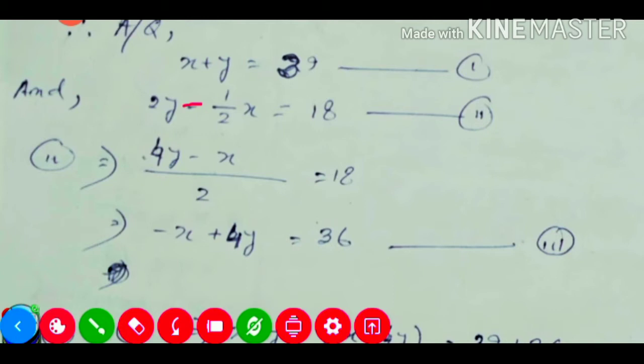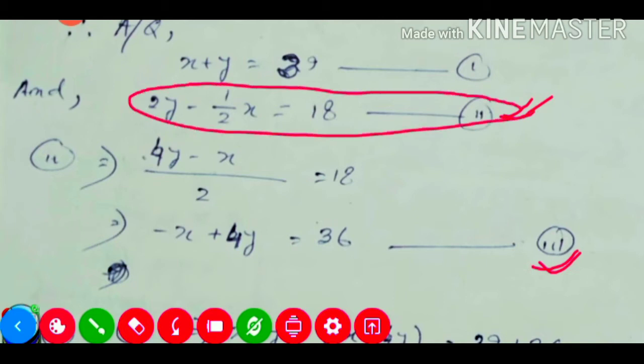Now if we do cross multiplication, it will be x first coming, so we write minus x plus 4y is equal to 2 into 18, which is 36. We are making this equation number 3. According to the question, this one is equation number 2, and from this equation 2 we are making equation number 3. Now equation number 1 is not original; from this one only we are making this. So now we consider equations 1 and 3.